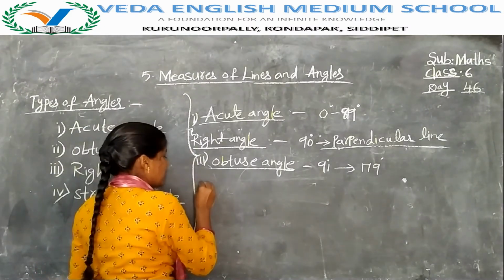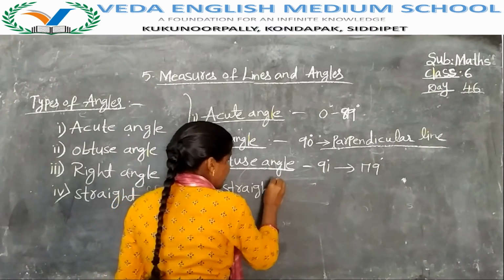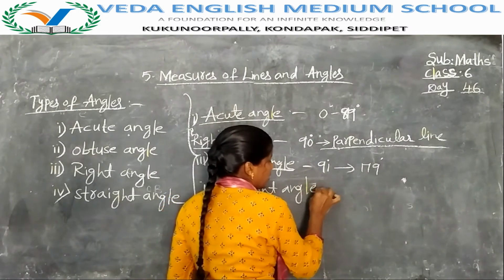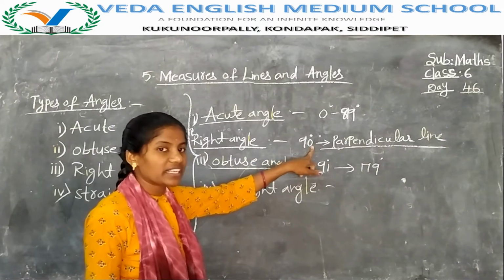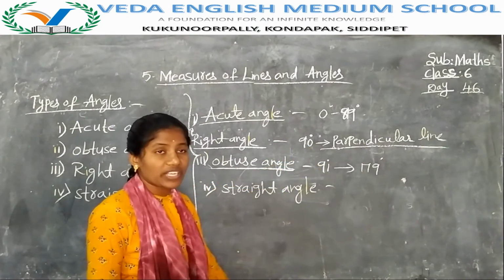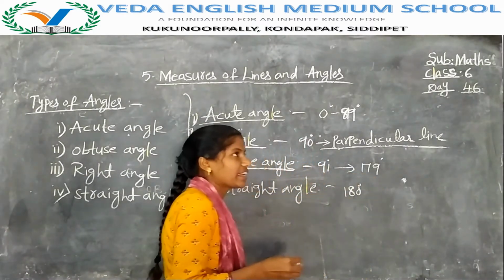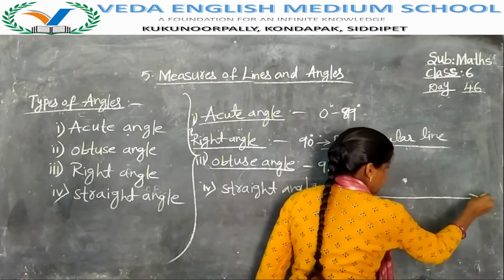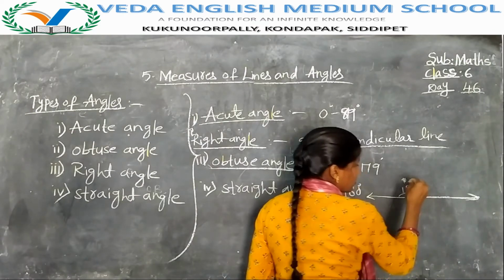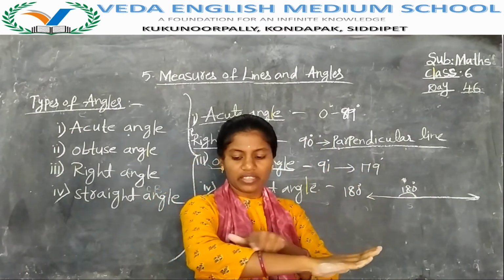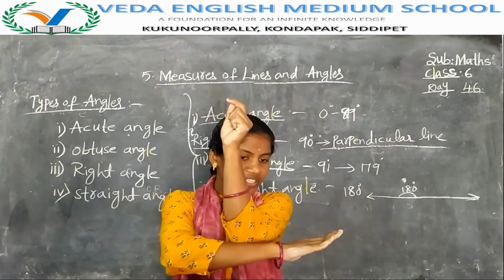Then after obtuse angle, last we have straight angle. S-T-R-A-I-G-H-T, straight angle. In the right angle we say if it is exactly 90 degrees. Straight angle means if the angle is exactly 180 degrees, then that is called a straight angle triangle. 180 means a straight line, like this. Now this line is 180 degrees. If I keep my hand, here we have 90 degrees, and this side we have 90 degrees.